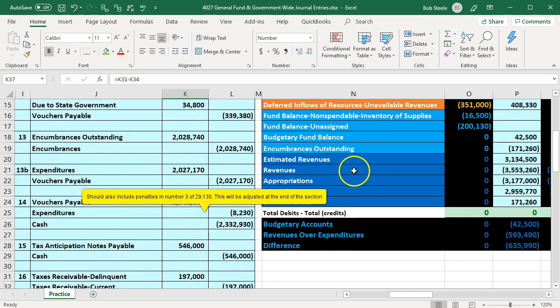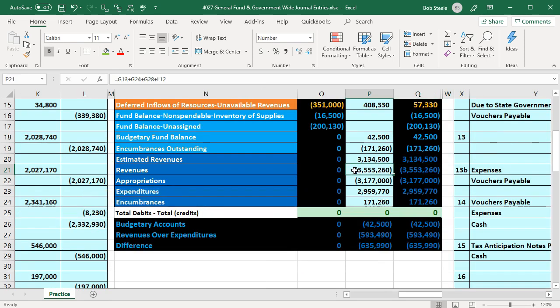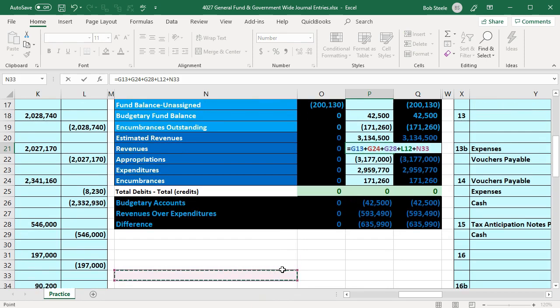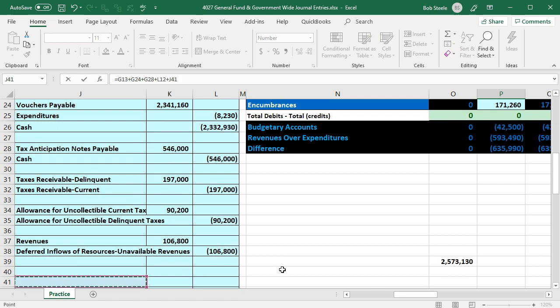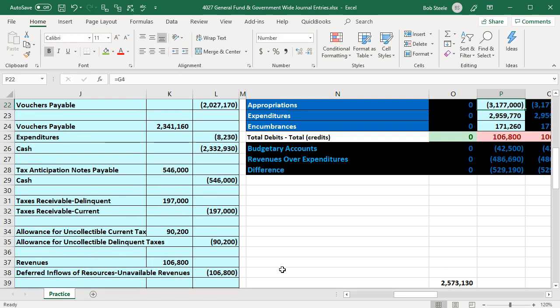We're debiting revenues, which is unusual. We don't typically debit revenues. Revenues only usually go up in the credit direction. So we're going to double click on that and say plus, put the cursor back down, decreasing revenues. Weird, weird, weird. There we have that.